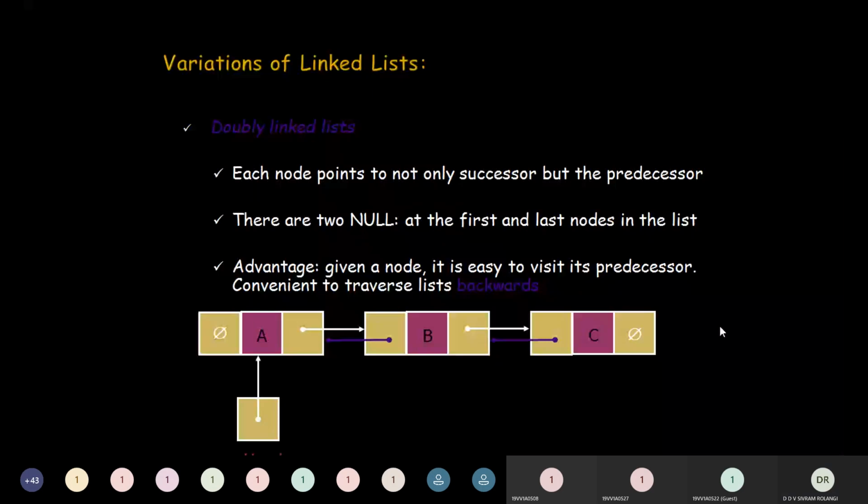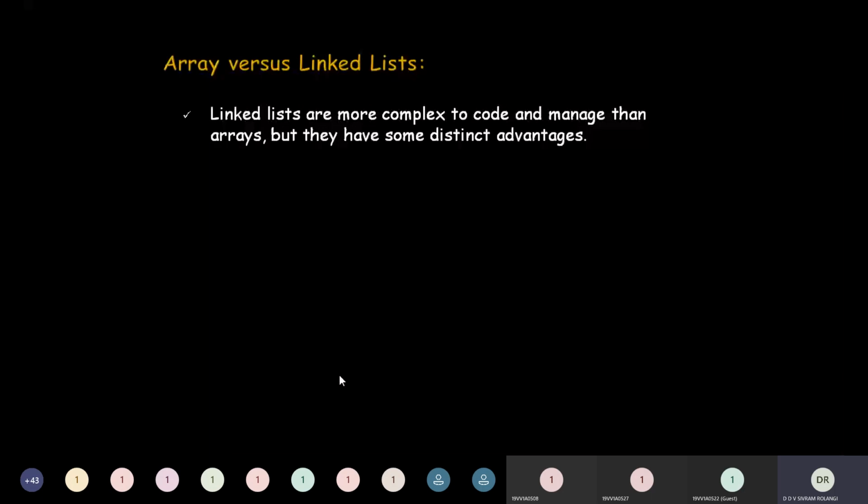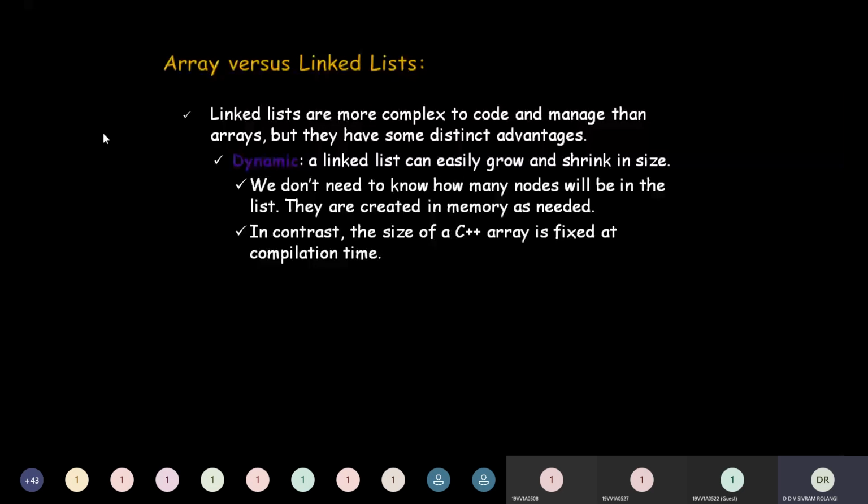Now let us quickly summarize array versus linked list. Linked lists are more complex to code and manage than arrays, but they have some distinct advantages. As I told you earlier, this is the takeaway of this class. If somebody asks you the difference between arrays and linked lists, you need to cite these points. Yes, linked lists are more complex.